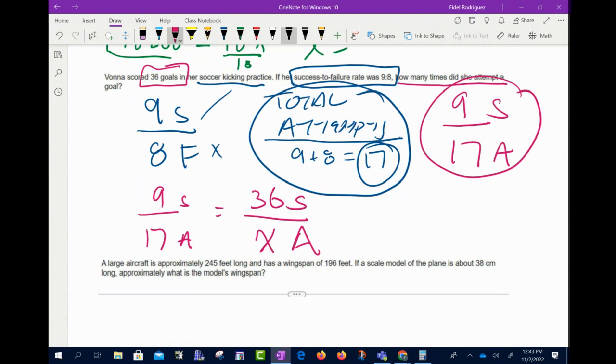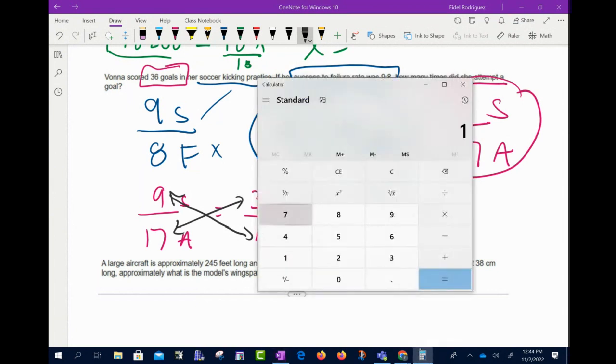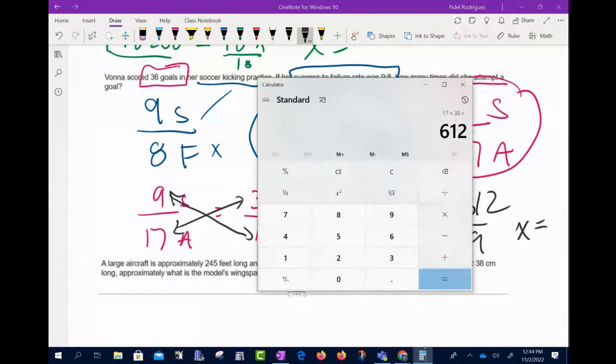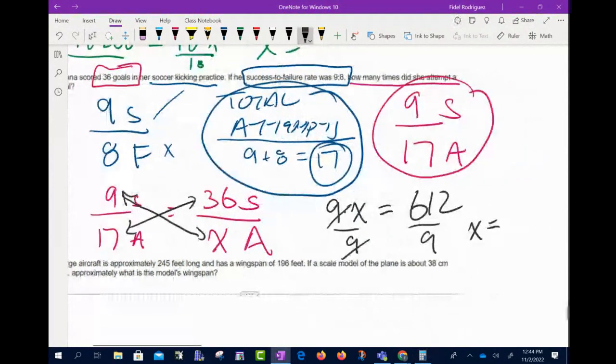Y'all, I'm going to do the same thing like we've been doing before. I'm going to cross multiply. So look, we're going to go 9 times x. Well, look, that's a 9 with a dot and an x. We're going to take our calculators because we got bigger numbers. 17 times 36. That's giving me 612. And then the last thing we're going to do is divide, right? Because we've been doing this already. And you might get sixth graders like, sir, again, we already know we're going to divide. Well, I know.